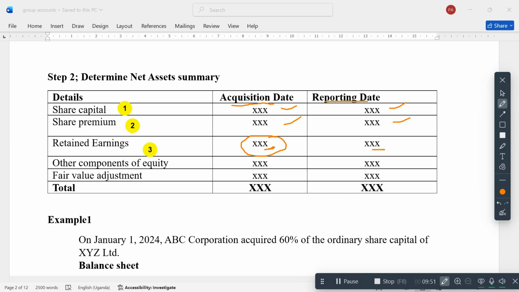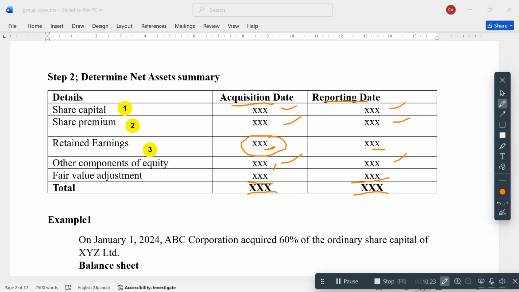Other components of equity could be the revaluation or any other component which may be mentioned. Still, you bring it there, even you bring here. Then here, fair value adjustment, I will talk about this. You may find that there are some items could be for liability or for equity, which were understated or which were overstated. We can make some adjustments and we incorporate in our net assets summary. After that, you need to get your total, which total? Total at acquisition date and total at reporting date.